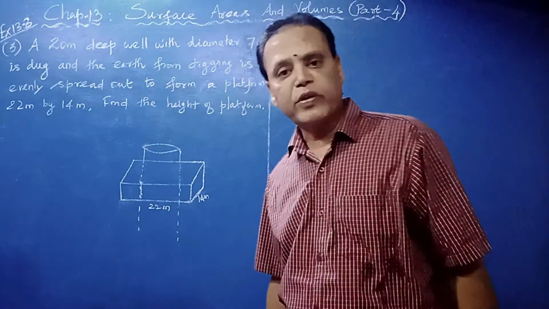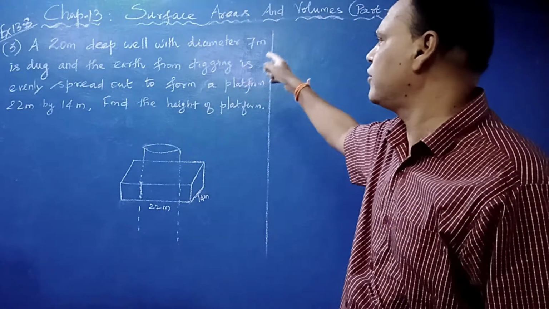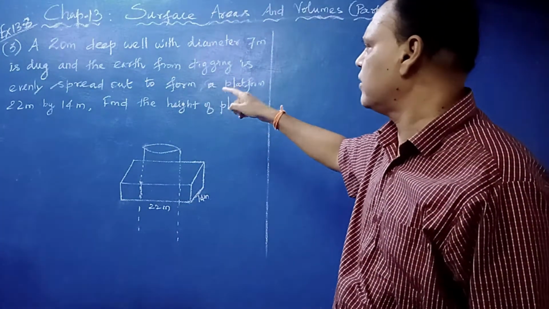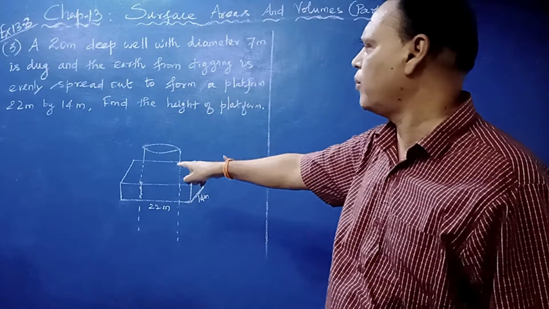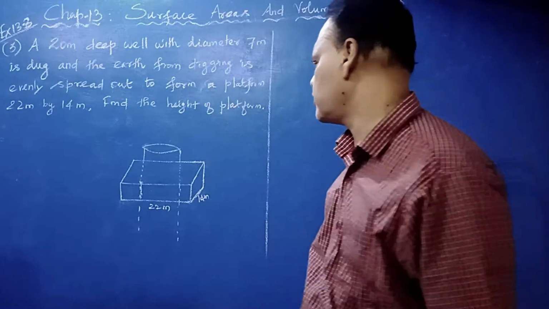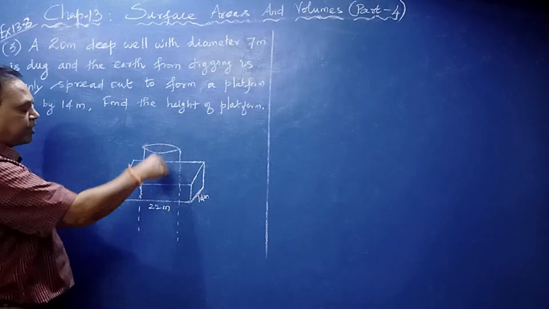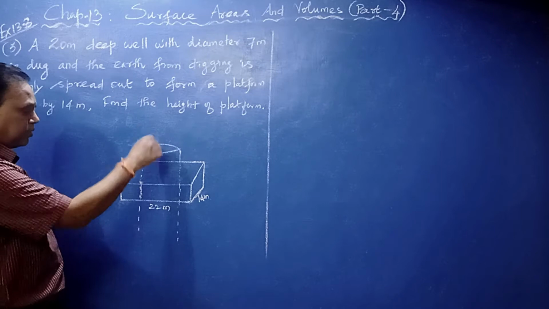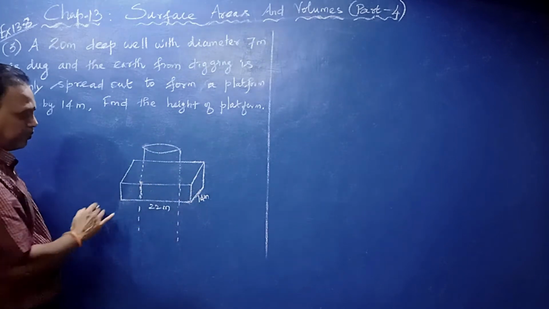We will see now a very important problem, the third problem. A 20-meter deep well with diameter 7 meter is dug, and the earth from the digging is evenly spread out to form a platform 22 meter by 14 meter. Find the height of the platform. This platform height you have to find out. So you are digging the earth and spreading it out to make a platform.